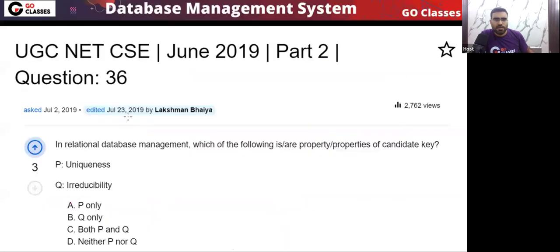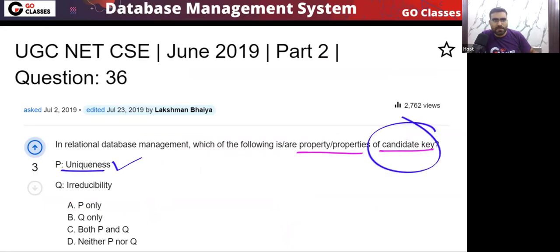Let's move on. Let's solve this UGC NET June 2019 question. In relational database management, which of the following is or are properties of candidate key? So which of them are properties of candidate key? Uniqueness is the property of candidate key because you can uniquely identify the tuples in the relation. In the table, you can uniquely identify the tuples with the help of candidate key.